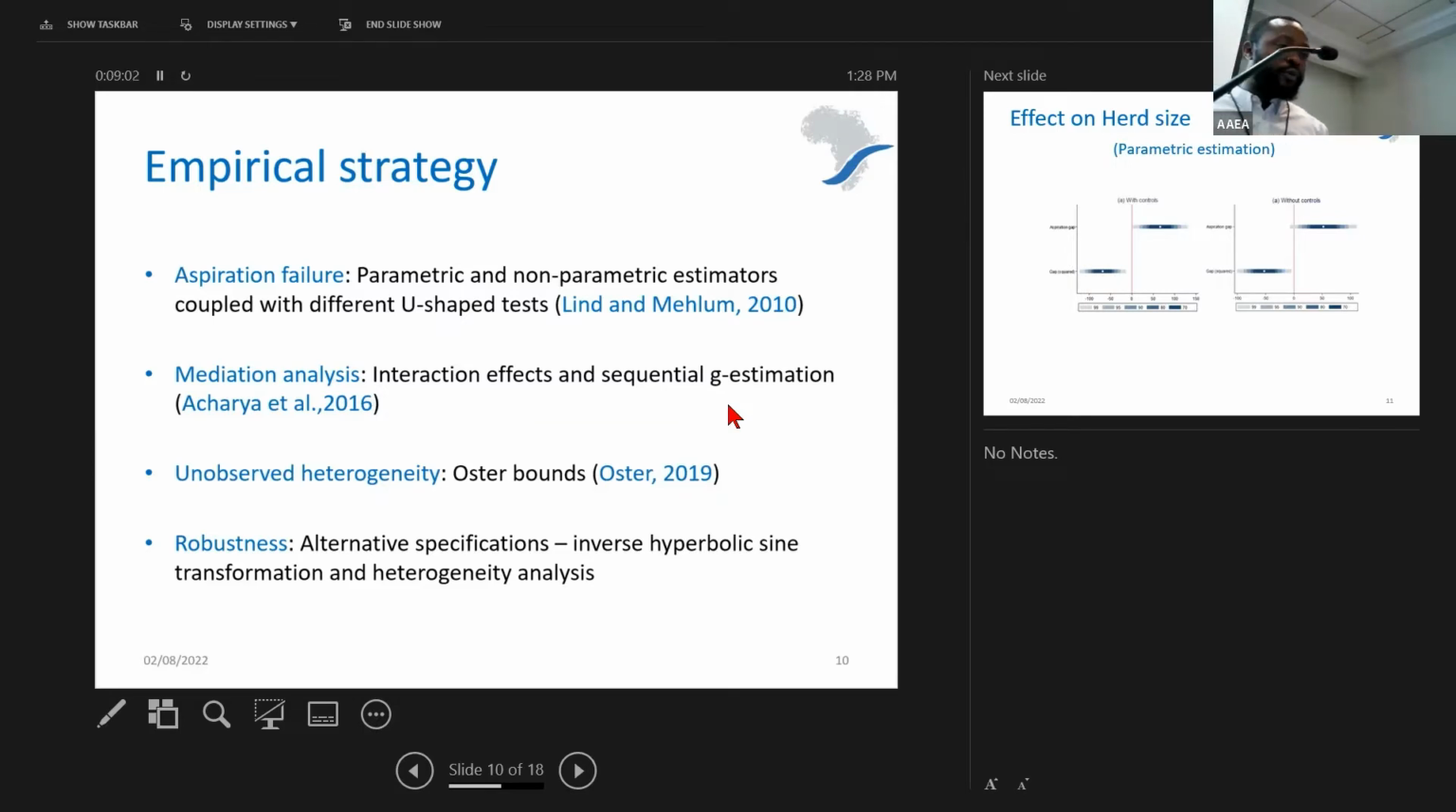And for robustness, like I mentioned, we did some heterogeneity analysis using the different kinds of livestock, either large livestock, small livestock, or poultry, to see which one is more responsive to aspirations.